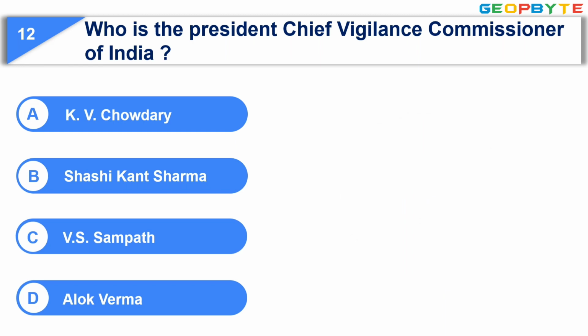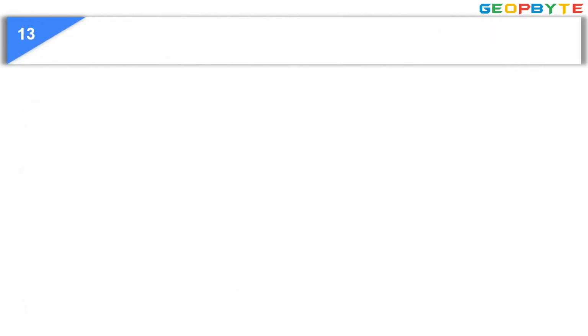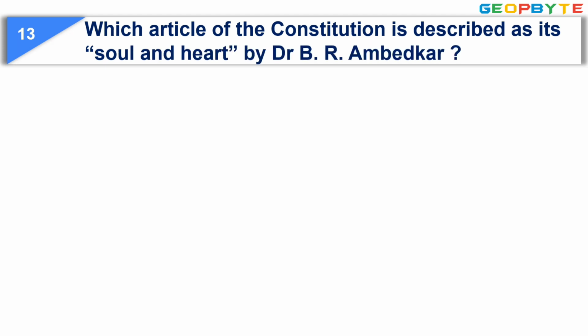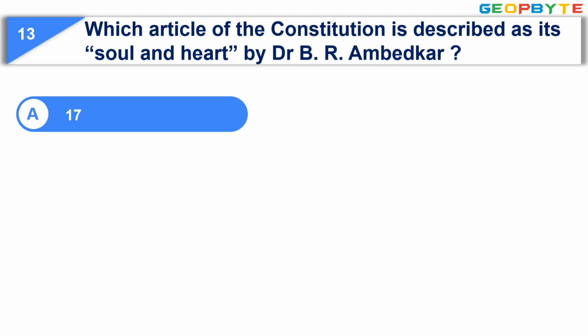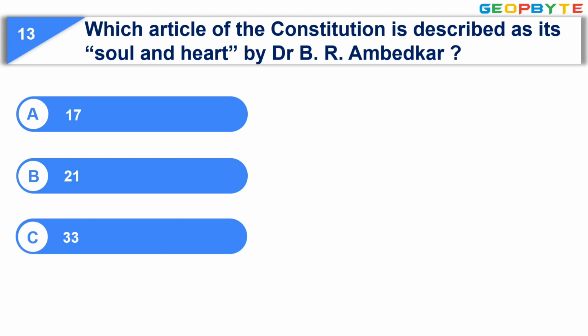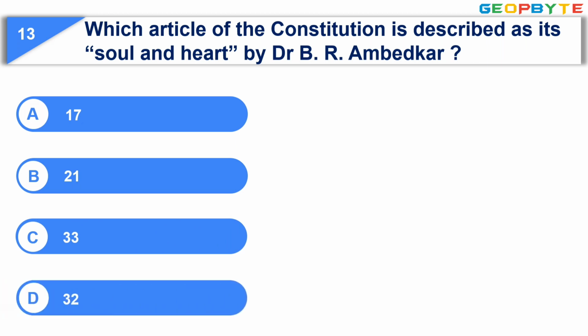Your time is up and the correct answer is option A, K.V. Chowdhury. The 13th question is, which article of the Constitution is described as its soul and heart by Dr. B.R. Ambedkar? Option A, 17. Option B, 21. Option C, 33. Option D, 32. Your time starts now.